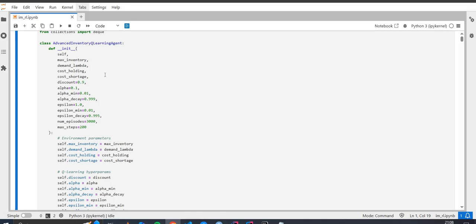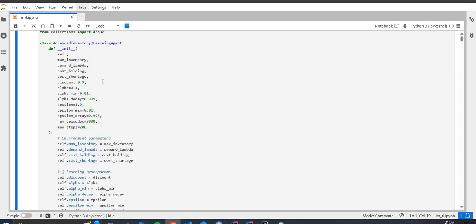First, we have the environment parameters, and these define the structure of the inventory system. Max inventory sets the upper limit on how much stock we can hold at any given time. And demand lambda controls how unpredictable demand is. It's based on a Poisson distribution, which means demand varies but has an expected average. Then we have cost holding and cost shortage, which define the penalties for storing too much inventory or running out of stock.